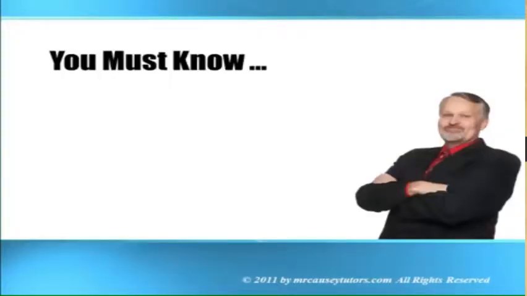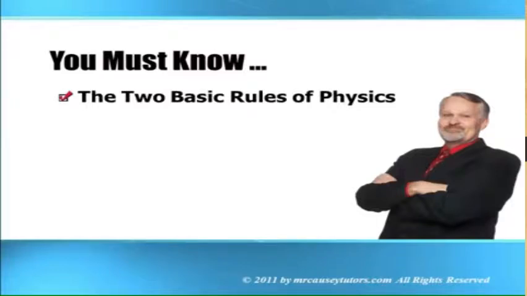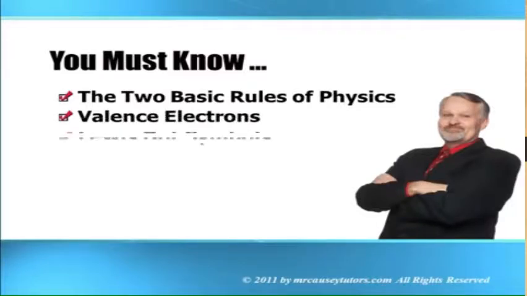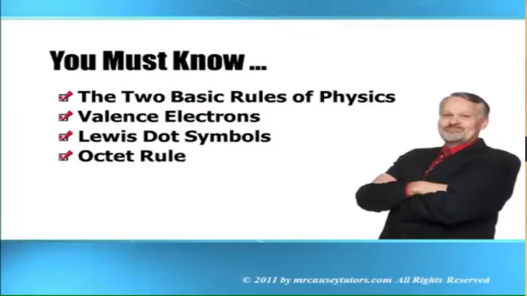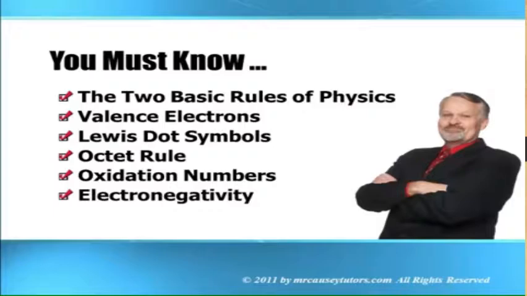In order to understand chemical bonds, you must know some things. So we want to make sure that we understand the 2 basic rules of physics, valence electrons, Lewis dot symbols, the octet rule, oxidation numbers, and electronegativity. We need to have these things down in order to understand chemical bonds. Now, the other thing here is, before we get started, make sure you have a periodic table. If you don't have a periodic table in front of you right now, you're not prepared to succeed. Get your periodic table and get ready to learn about chemical bonds.